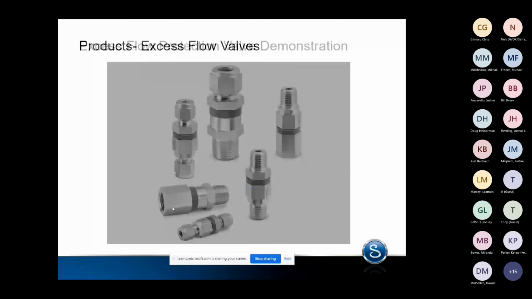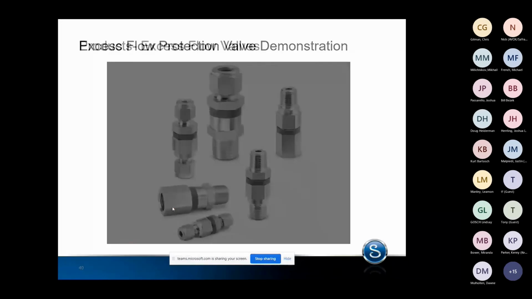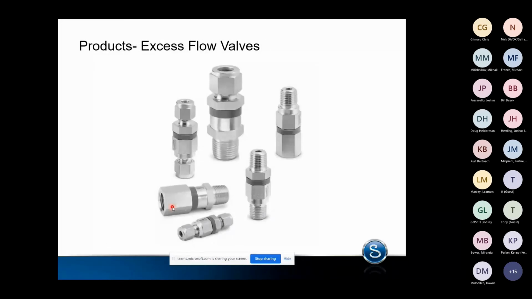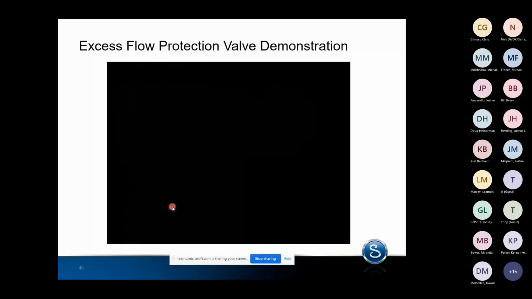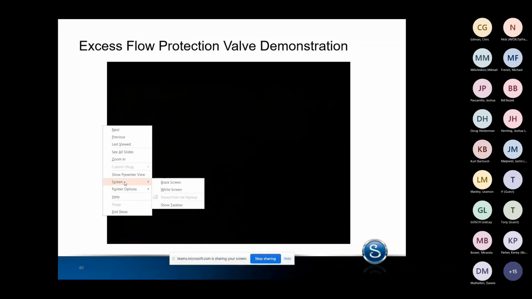Excess flow valves are designed to prevent an entire system loss of media in the event of a downstream failure. A lot of people try and use a check valve for this. It's not going to work that way. That's not how they're designed. The best way to show how these work is to actually show a video. So we're going to see if we can do this.